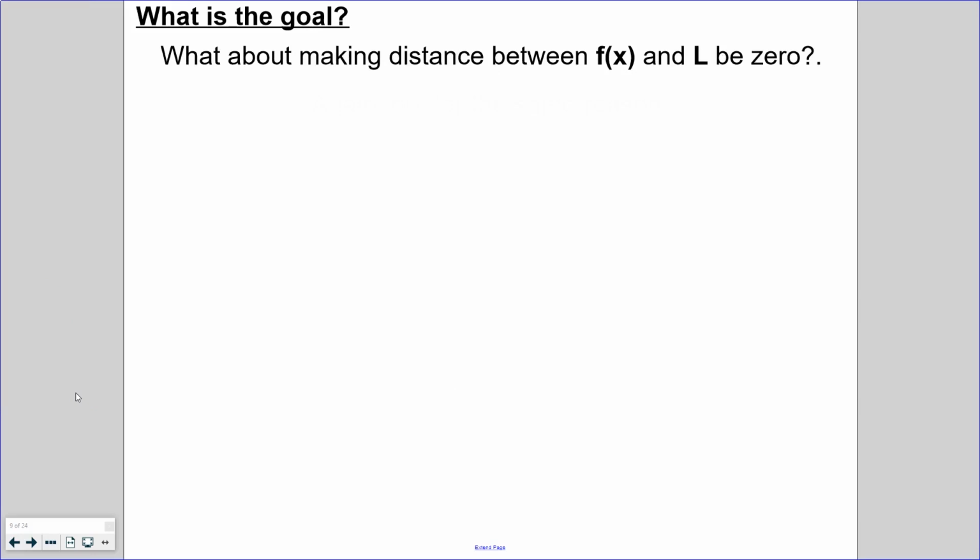Alright, so then what about making the distance between f of x and L be 0? Well, again, for the same reason, no, we can't make the distance between those two be 0, because we don't know enough about the actual height. We're just predicting it. We're getting as close and as close and as close as we can without actually knowing. It's kind of like walking up to the side of the Grand Canyon. You can get as close to the edge as you want, but as long as you don't fall in, you're good.